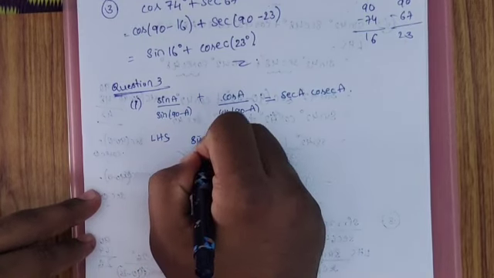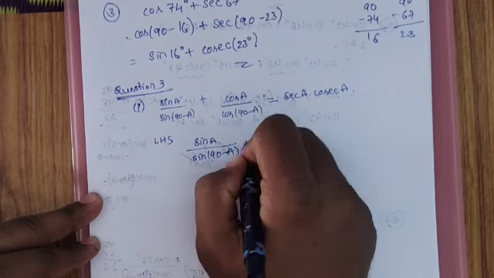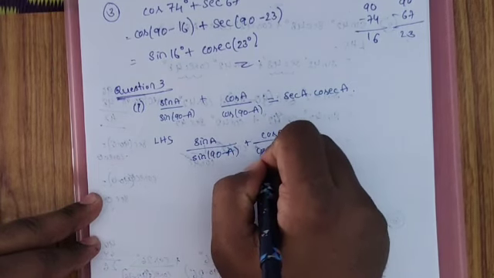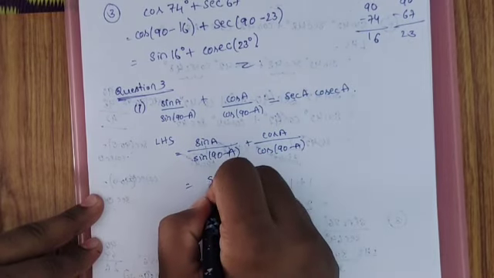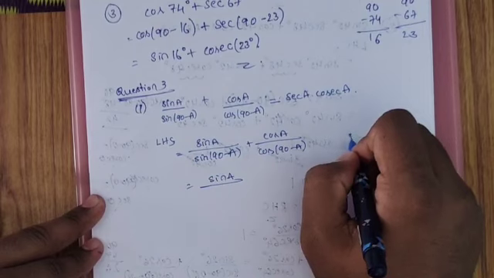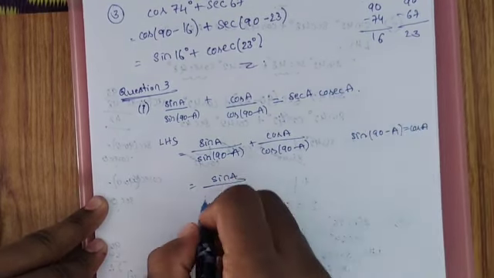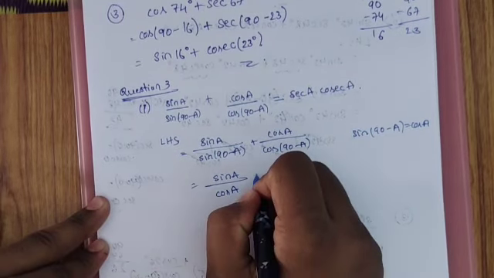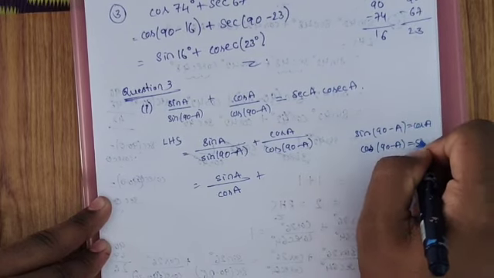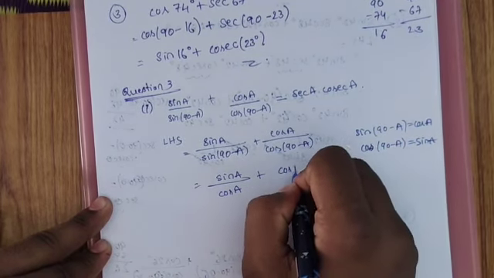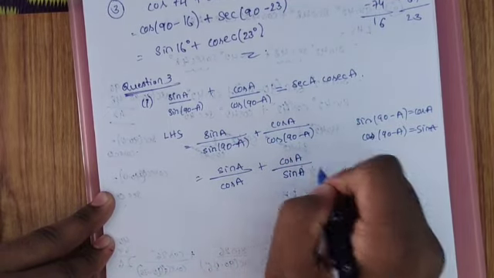So what is our LHS? Sin A divided by sin of (90 minus A) plus cos A divided by cos of (90 minus A). So this is our LHS. Now sin A as it is; sin of (90 minus A) is equal to cos A, right? So here we will change this to cos A. Similarly, cos of (90 minus A) can be changed to sin A, by that identity.